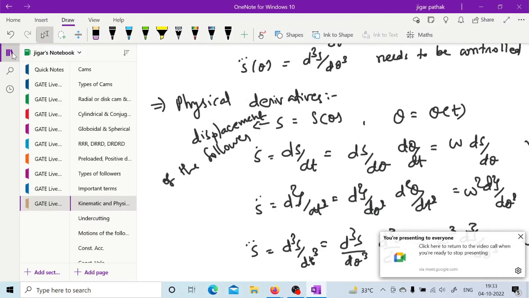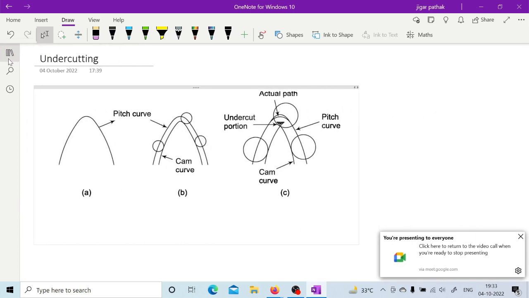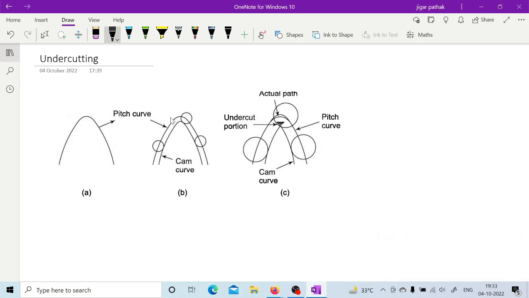Let us see how we can have this motion of follower, but before that one simple thing is there, undercutting. Undercutting means if the radius of your roller is less than the radius of curvature, then you may have undercutting. Why? Because as you know, this pitch curve is the tracing of that particular trace point, and here you are having this cam curve.